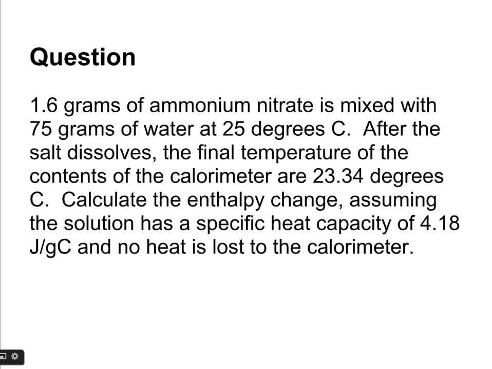Your question for this section: 1.6 grams of ammonium nitrate is mixed with 75 grams of water at 25 degrees Celsius. After the salt dissolves, the final temperature of the contents of the calorimeter are 23.34 degrees Celsius. Calculate the enthalpy change, assuming the solution has a specific heat capacity of 4.18 joules per gram Celsius and no heat is lost to the calorimeter.